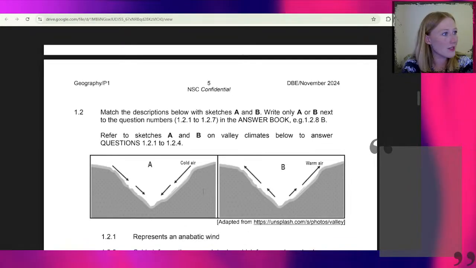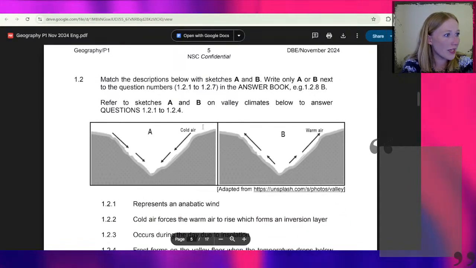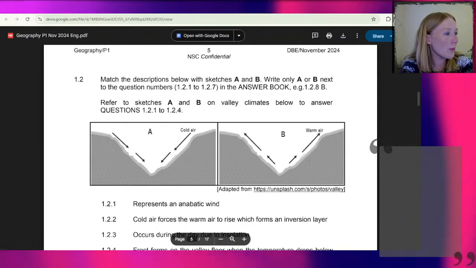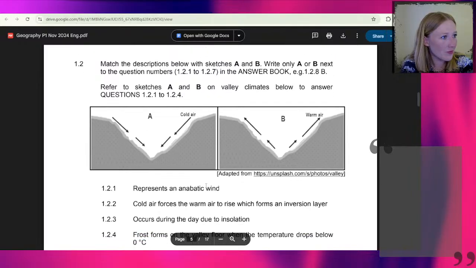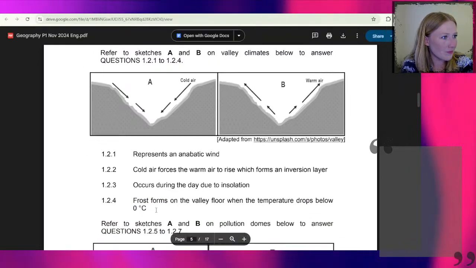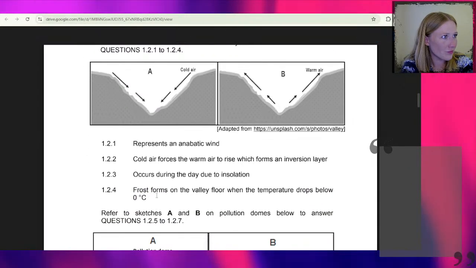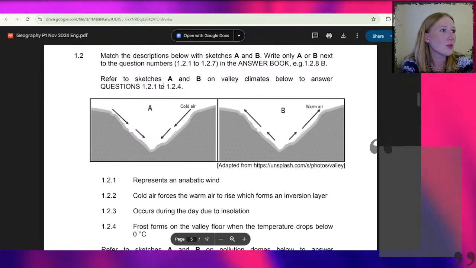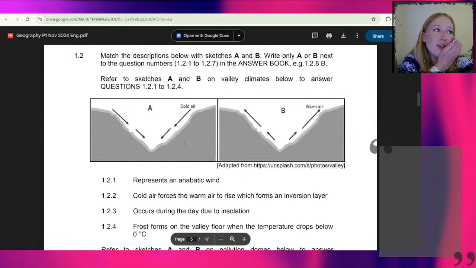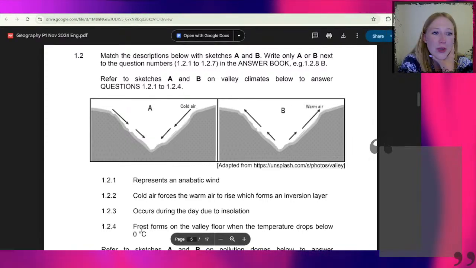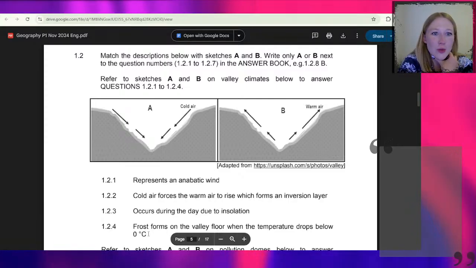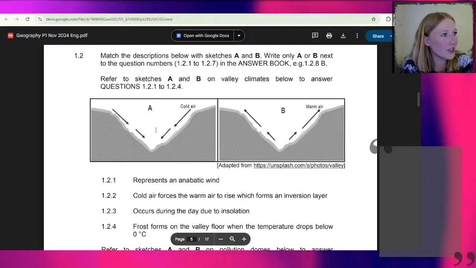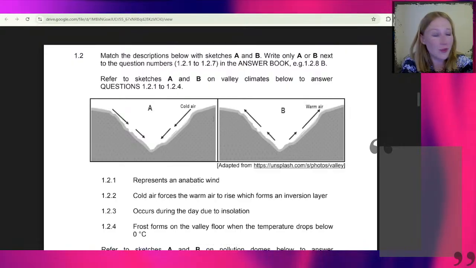Okay, valley climates. So we've done the valley climates. We have the cold air, cold katabatic, and then the warm air would then be anabatic. So this whole one, are you just matching? Refer to the sketches and answer. Oh, okay, yeah, you're matching which one happens when. So in our previous exam where you had to explain how the frost pocket forms, over here you just have to identify which one would form a frost pocket.